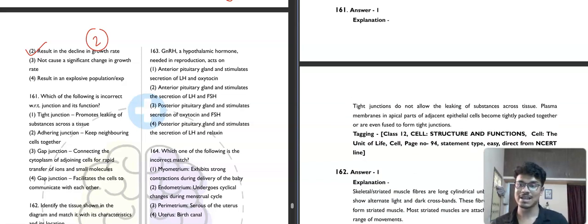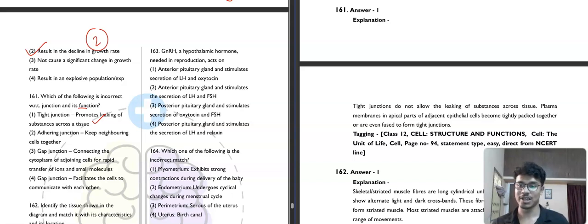Which of the following is incorrect with respect to junction and its function? Tight junction promotes leaking of substances across a tissue. This is incorrect. You know that a tight junction does not help in leaking. It physically does not allow leaking of substances.